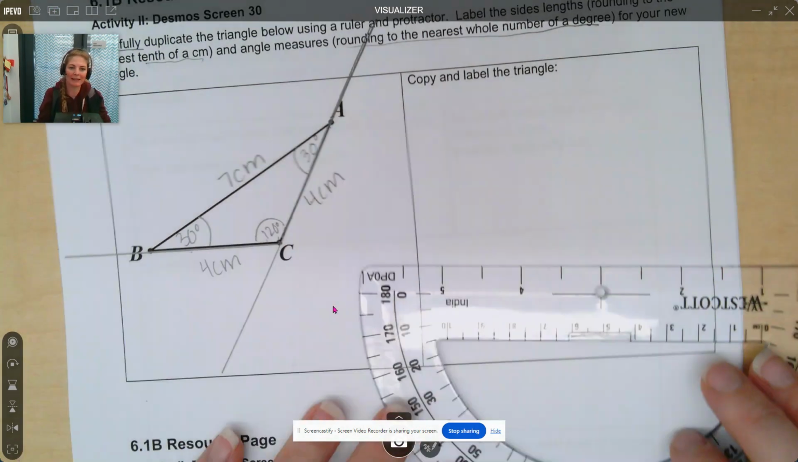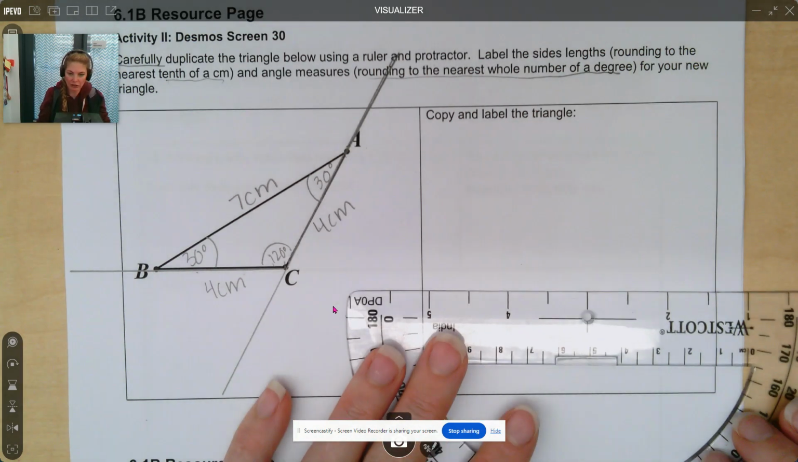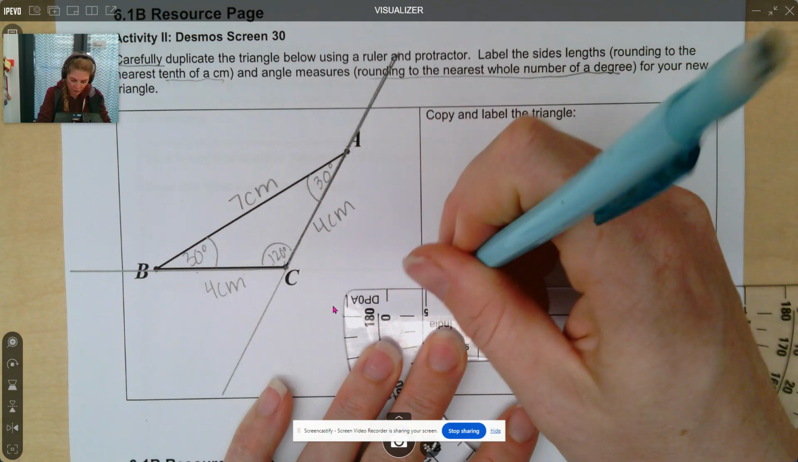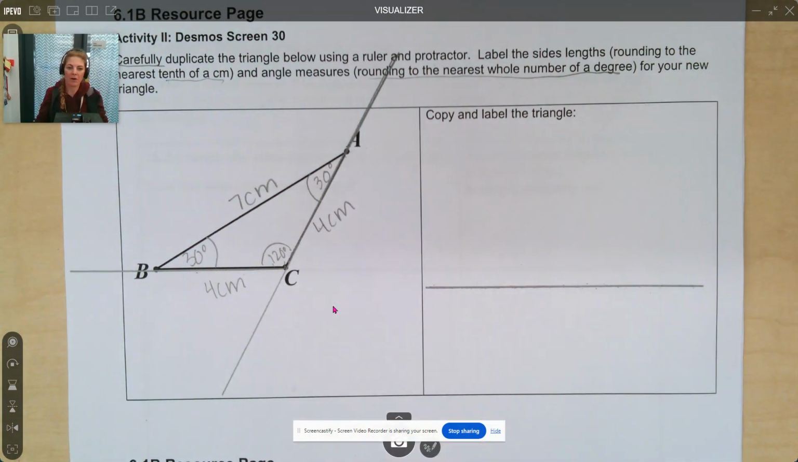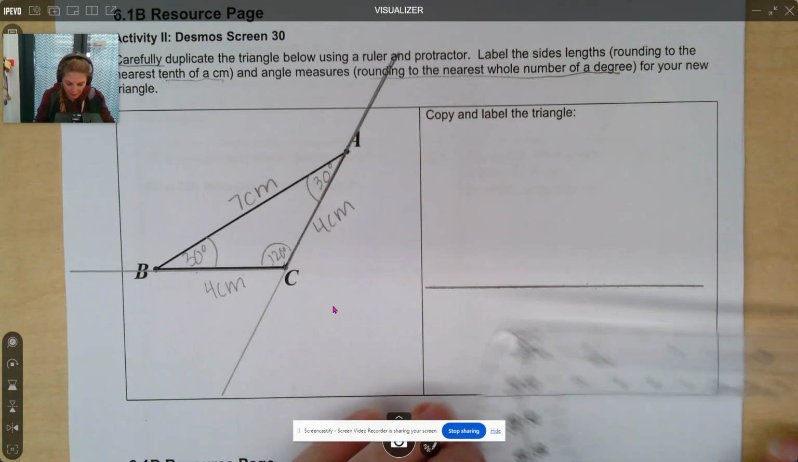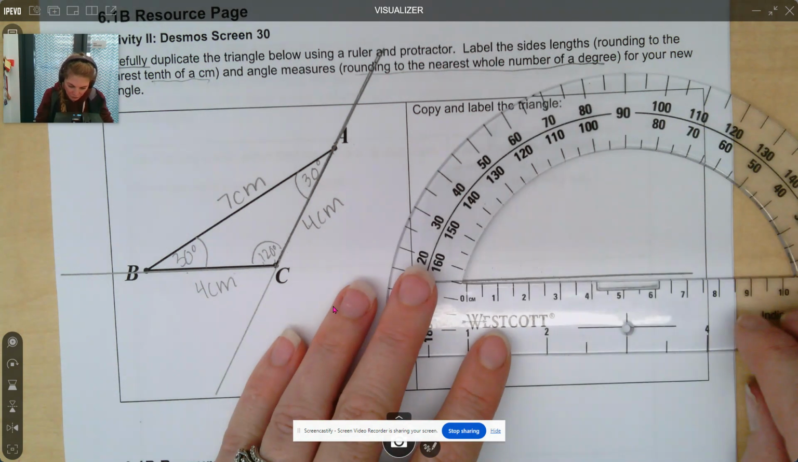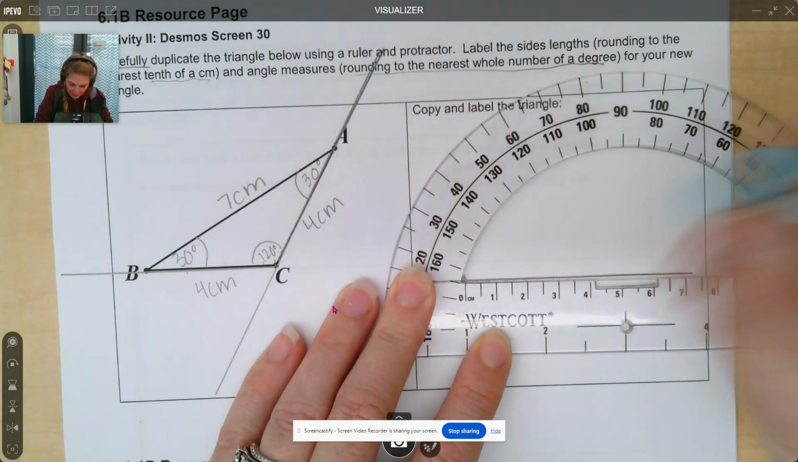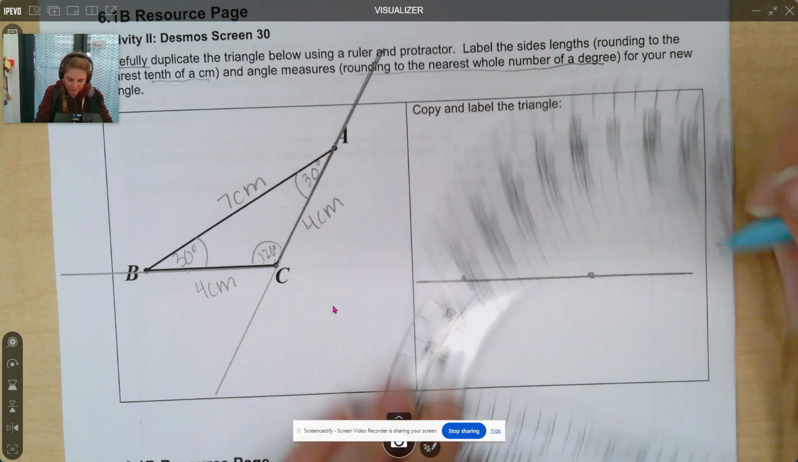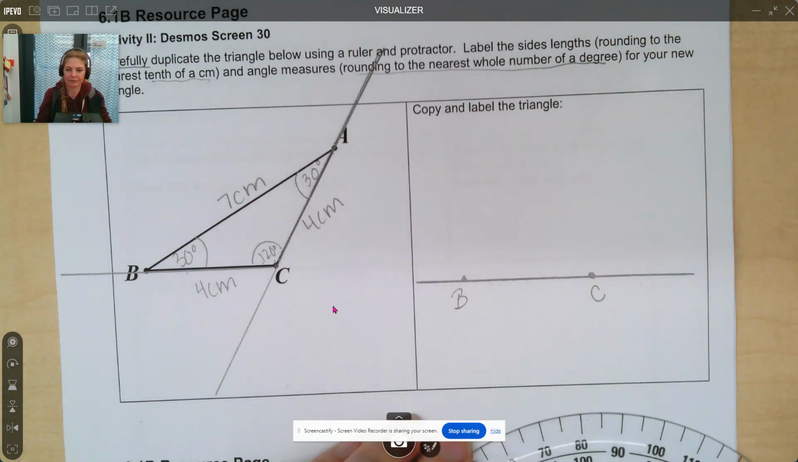Now, copying and labeling the triangle. To do this, I usually like to draw one line to start with, and then from that one line, measure out where BC should be. We're going to use our protractor to measure 4 centimeters. So I'm going to make a dot at 0 and a dot at 4, and that's going to be BC.